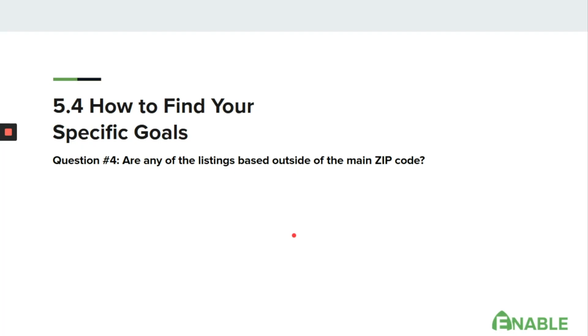Moving on to the 4th question out of our 5. Are any of the listings based outside of the main zip code? The reason we ask this question is that Google places a heavy emphasis on the closeness of the listing to the searcher. In my opinion, Google places way too much emphasis on that. But if you want to show up, you've got to play by Google's rules.